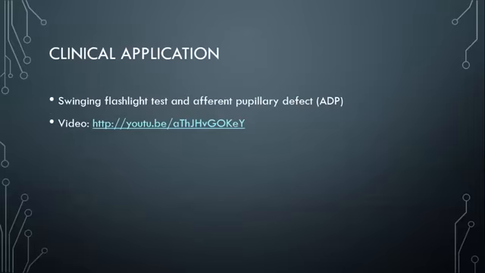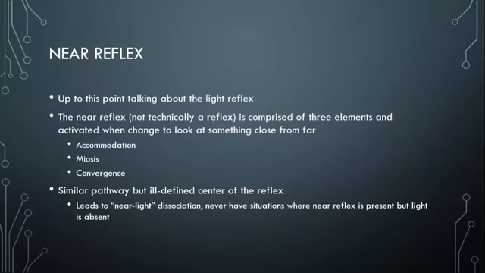So up to this point, we've been talking about the light reflex. So it's cranial nerve 2-3, light coming in, causing the pupillary constriction. The other reaction involved with the pupil is the near reflex. And this technically isn't a reflex, it's called like a synkinesis. I don't understand the exact difference. If anybody knows, it'd be great if you could put it in the comment section.